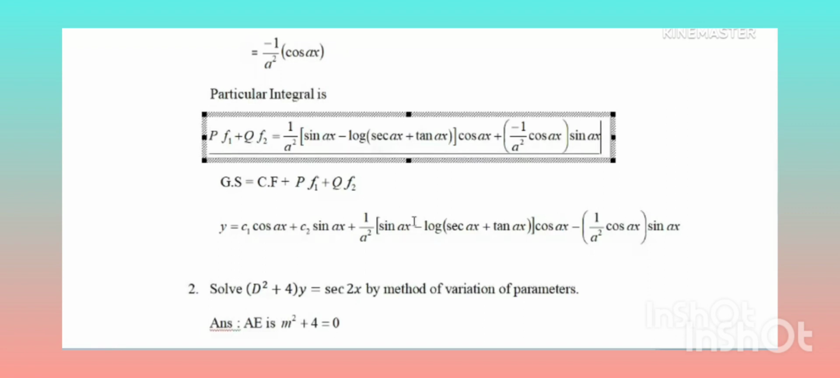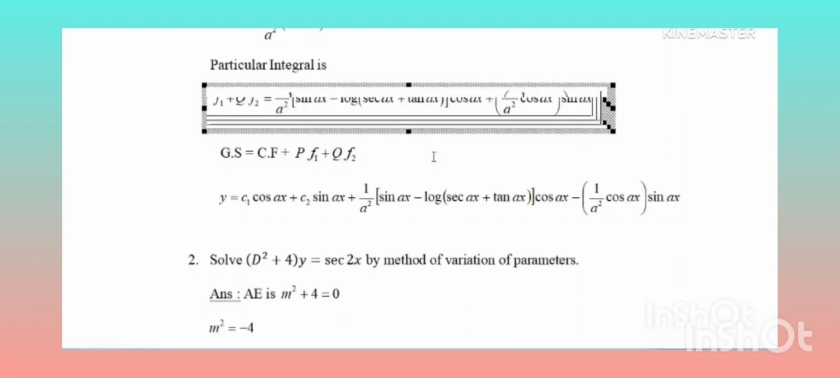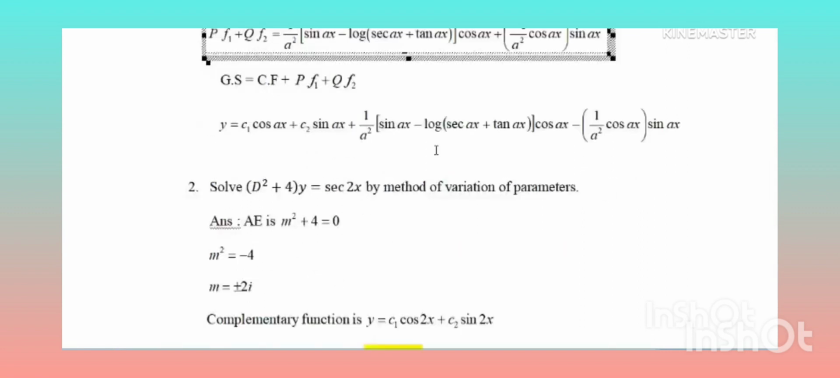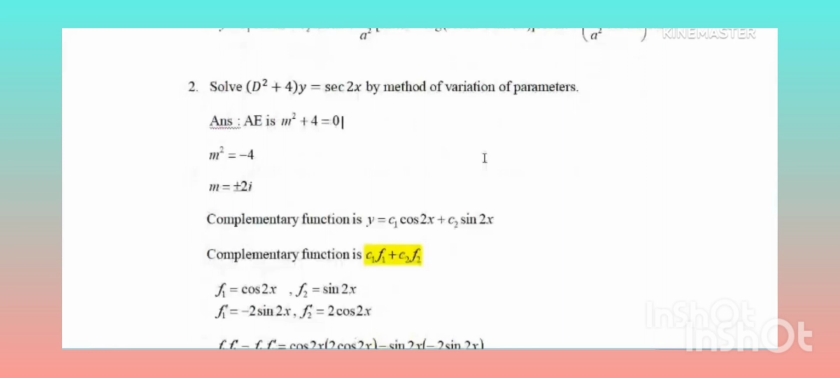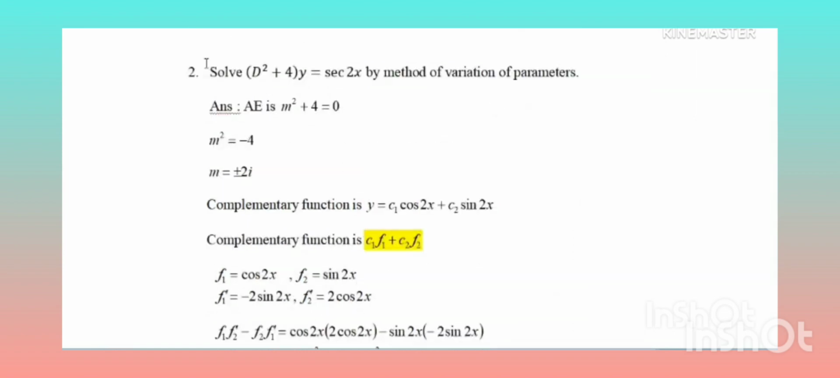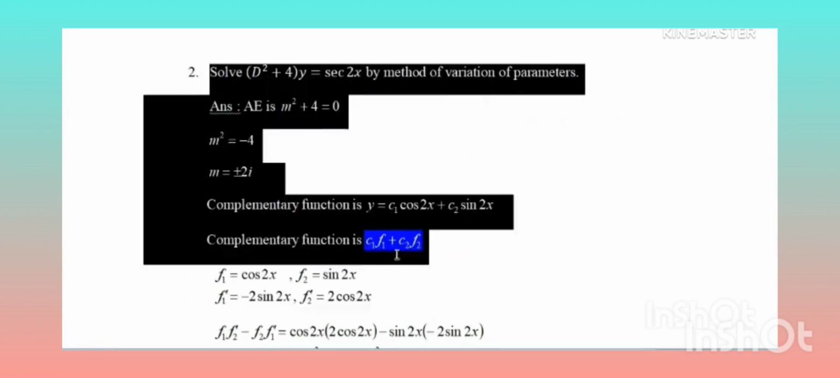So the general solution is PI plus CF, particular integral plus complementary function, or complementary function plus particular integral. So all the problems will involve secant, cosecant, cot, tan. So this type of problems can be solved using the method of variation of parameters. Let us see another question.